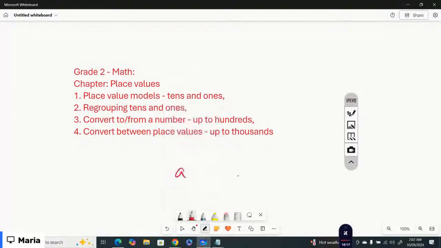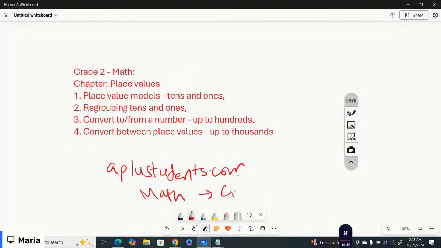You can find all the lessons on aplusstudents.com. You have to log in there using your email address and password as provided by the administrator. Then you have to select math from the subject tab. Scroll down to grade 2 math and then click on view all lessons. There you can find a list of the chapters. We're going to start with the chapter that is place values.